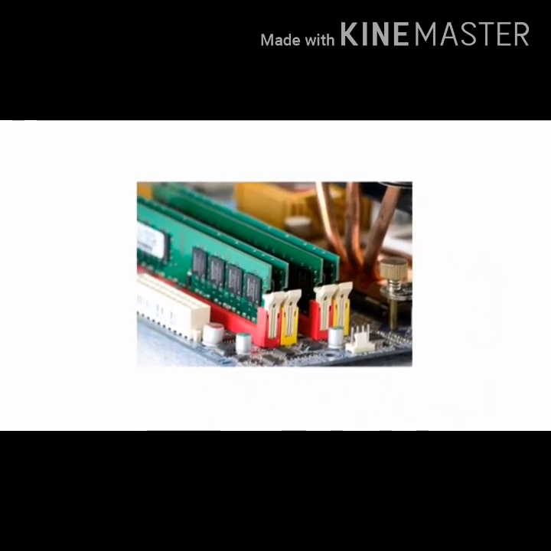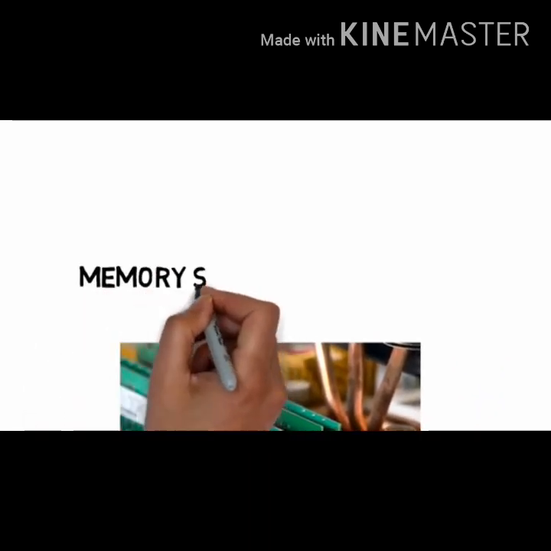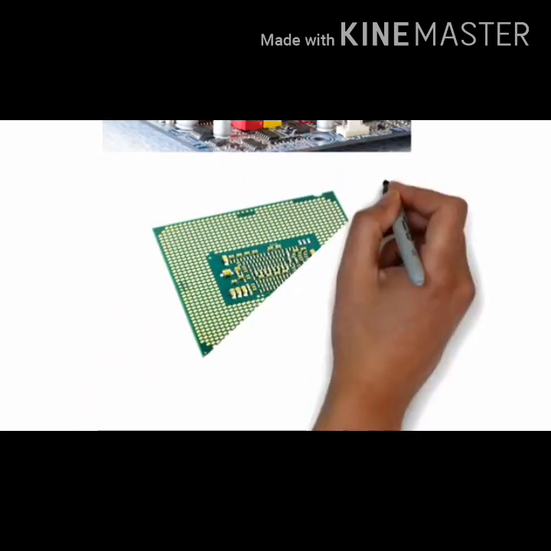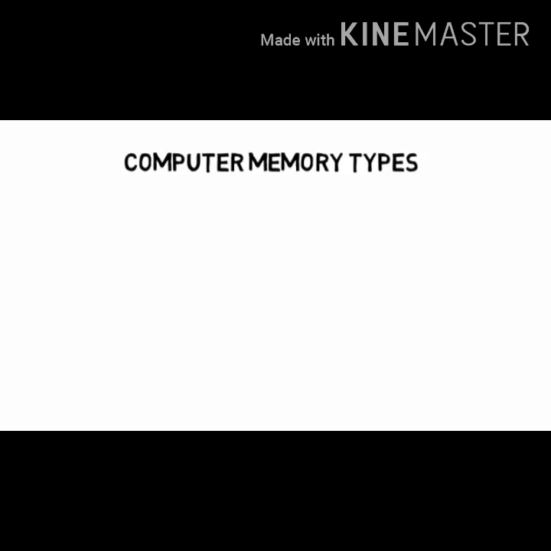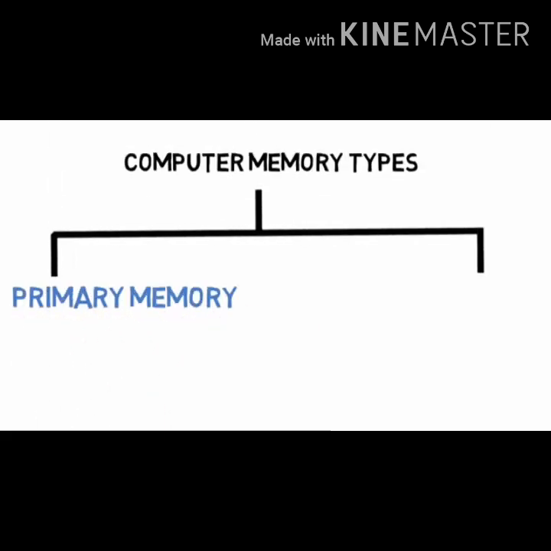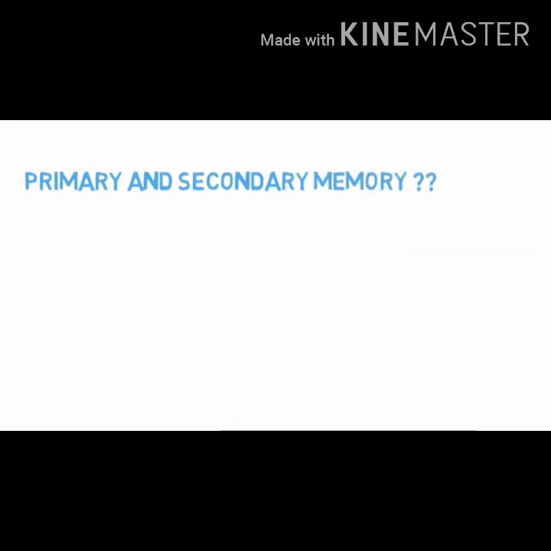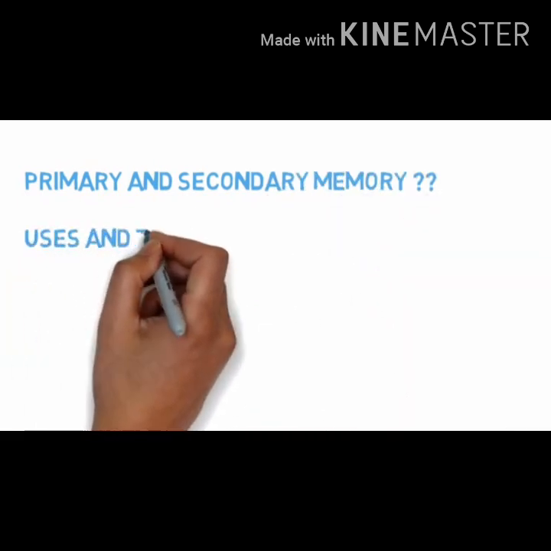The memory system of a computer is one of the most important parts of a computer. The CPU uses this memory system to store and read data to give output. Fundamentally, there are two types of computer memory: primary memory and secondary memory. But what is primary memory and secondary memory? What are their uses and their types?